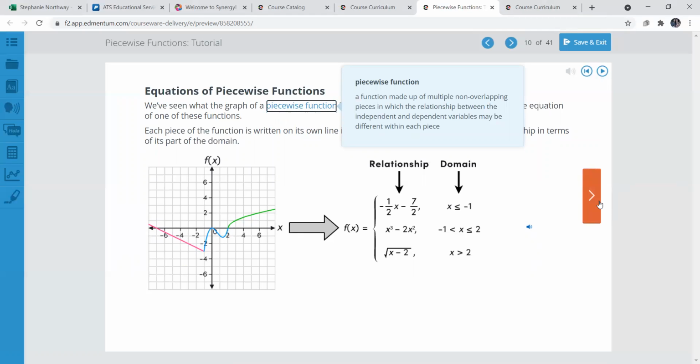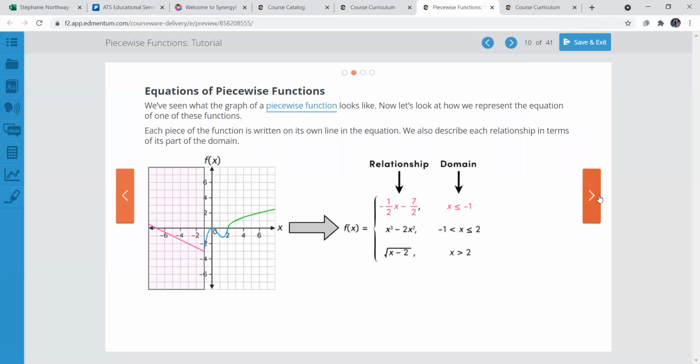So it's a function made up of multiple and non-overlapping pieces in which the relationship between the independent and dependent variables may be different within each piece. Okay, so here's how it looks. Here's just the different equations, and they're highlighting the different pieces and the different parts of the equation so you can see what it looks like.